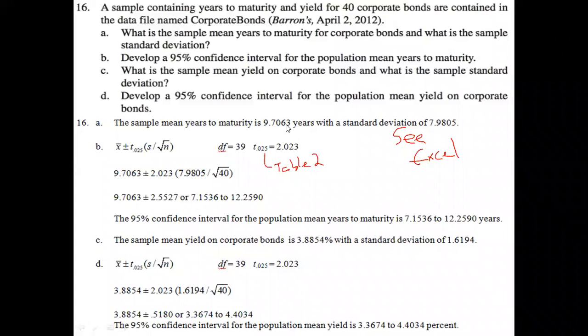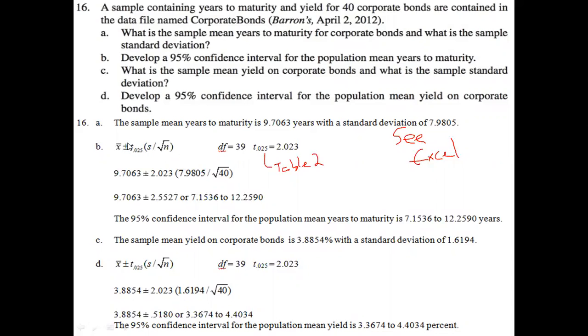So that gives us these values here, the 9.7063 and 7.9805, and also the 3.8854% and standard deviation of 1.6194. And now all we have to do is plug it into this equation. But now sigma is unknown, so that's why we're using this standard deviation. That's the S, the sample standard deviation instead of the population.